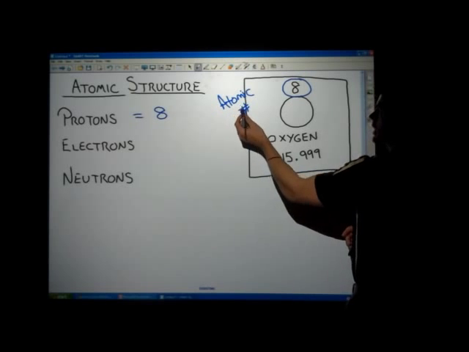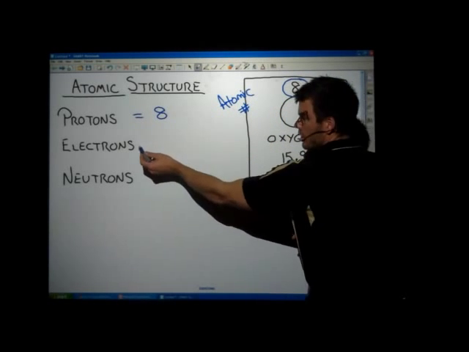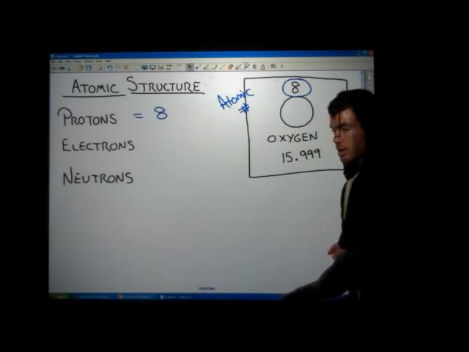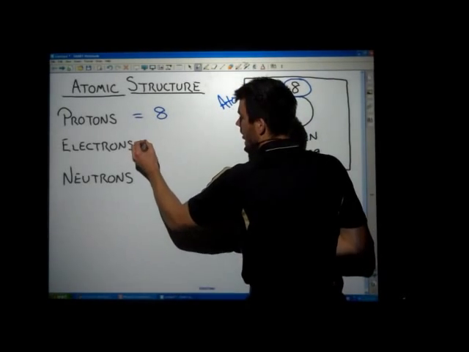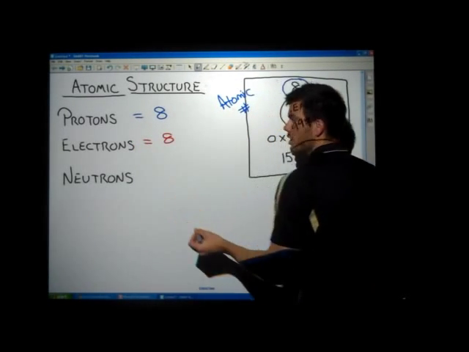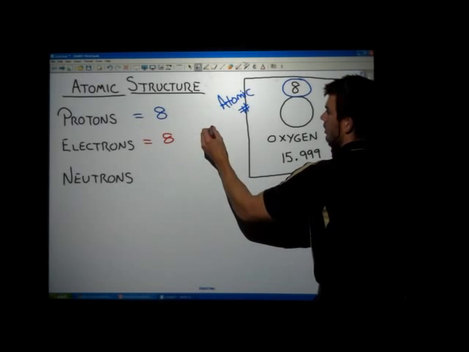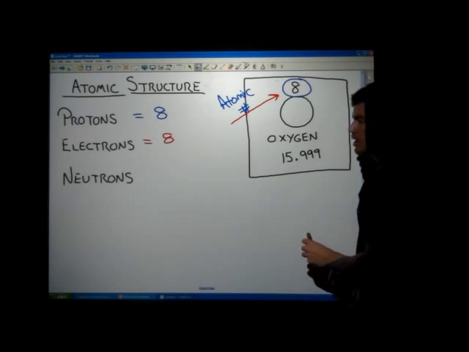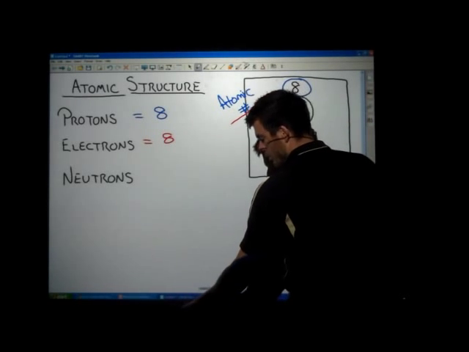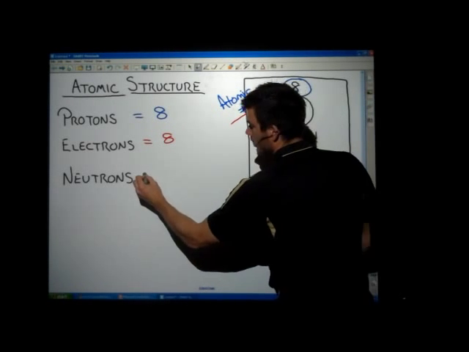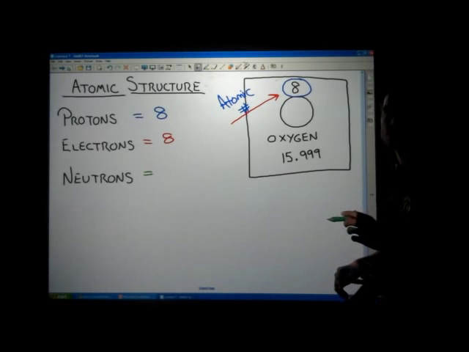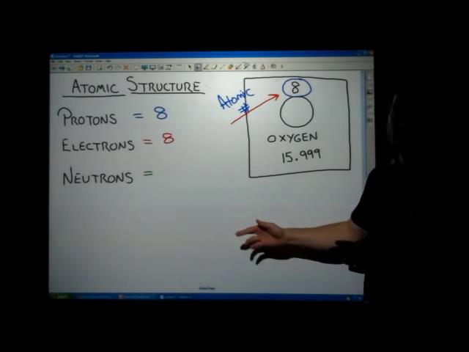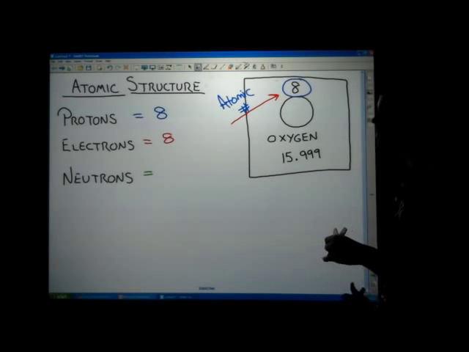The atomic number not only tells you the number of protons, but it also tells you the number of electrons. They're always the same. So to find the number of electrons, you also look at the top at the atomic number. The one that's the most tricky is figuring out neutrons. Students really struggle with trying to figure out how many neutrons are in an element. Neutrons takes a little bit of math.